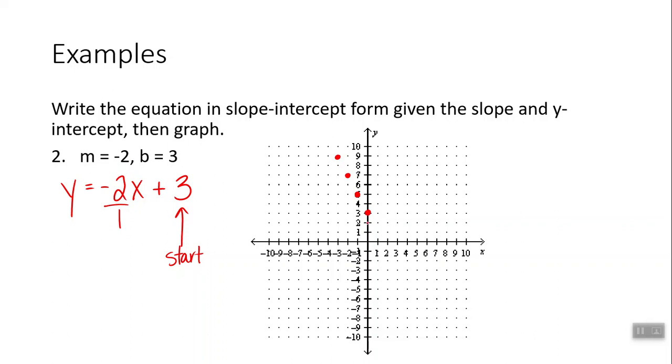I'm also going to go down 2 and to the right 1. Down 2 over 1, down 2 over 1. That gives us negative slope. Notice it's decreasing from left to right.